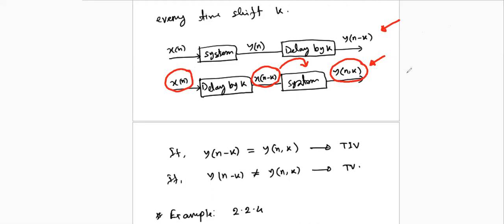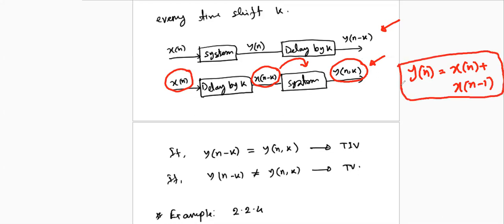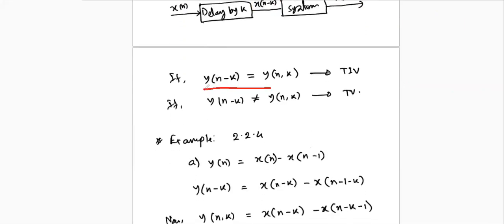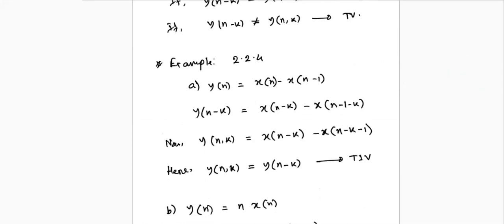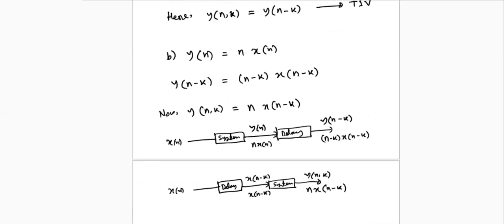So we need to know that there should be an equation like y[n] equals, let's say, x[n] plus x[n minus 1]. This is actually the system definition. You need to have this equation, and this is your system. And you need to evaluate whether the system is time variant or time invariant. That was the question. If they are equal, y[n minus k] equals y[n, k], then this is a time invariant system. Otherwise, it is a time variant system. And we have also discussed example number 2.2.4 a, and we covered up to this in the last session. Today we can start with another example.